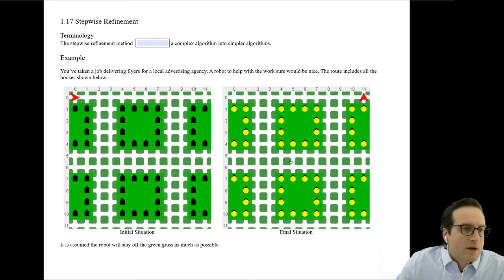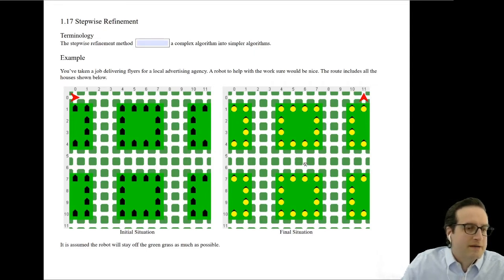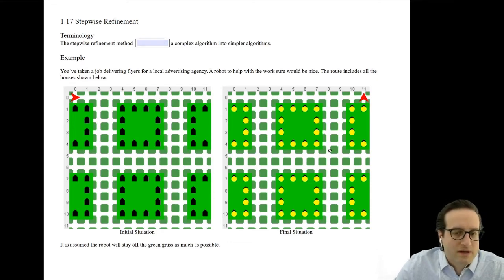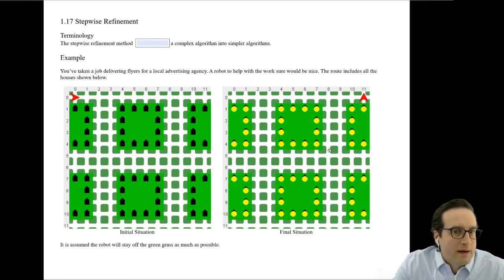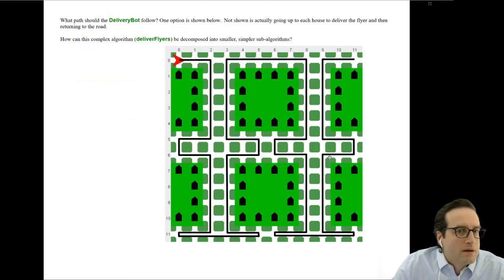So we could certainly write a program step by step that would go to each house, deliver something, and accomplish this task. But we want to see a different strategy of attacking this problem, a little bit more methodical. So we have to come up with a general plan.